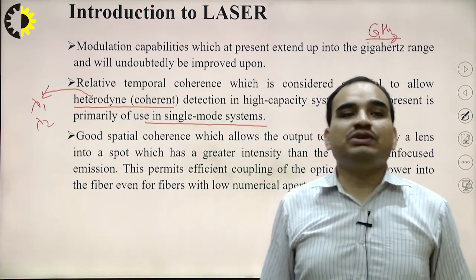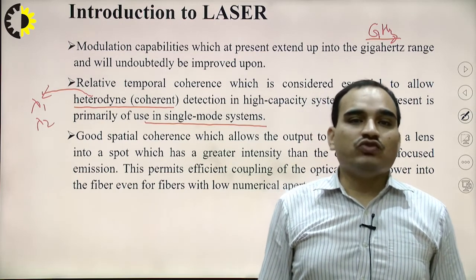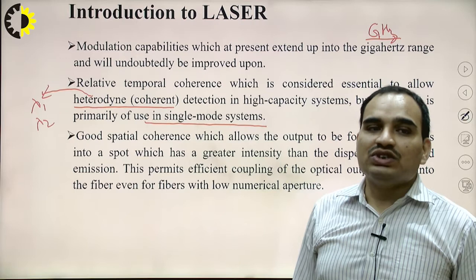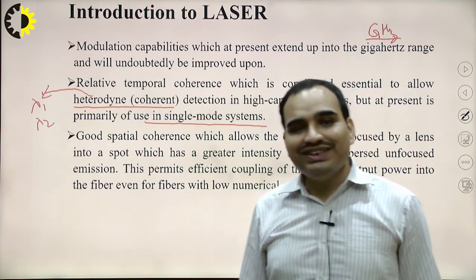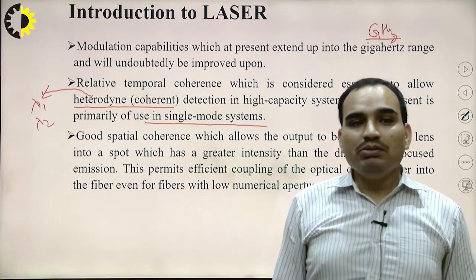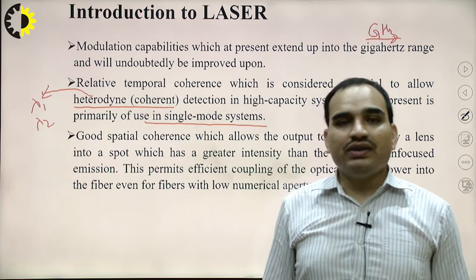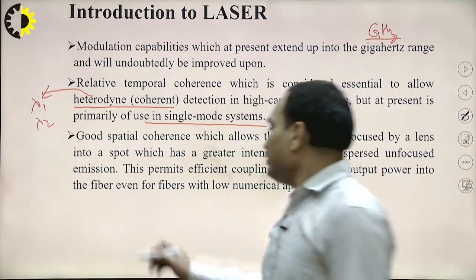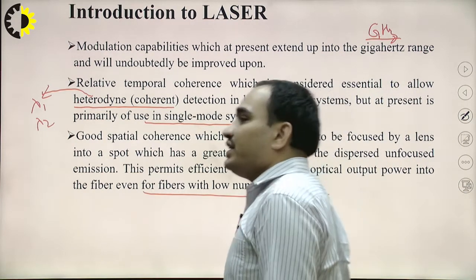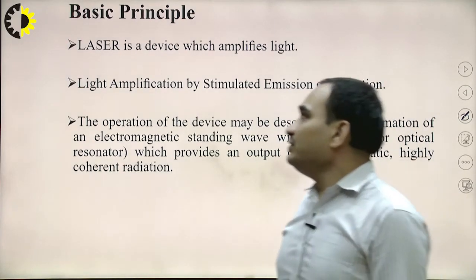Good spatial coherence, which allows the output to be focused by a lens into a spot which has a greater intensity than the dispersed unfocused emission. So this permits efficient coupling of the optical output power into the fiber, even for fibers with low numerical aperture. So what is the basic principle of laser?